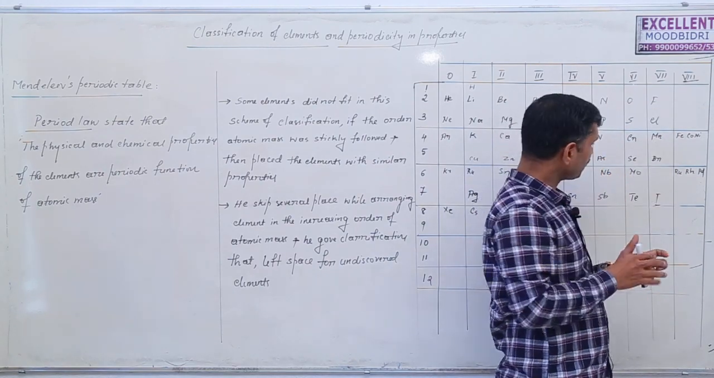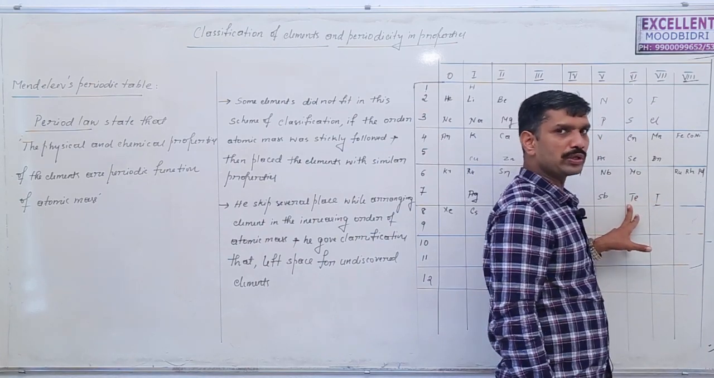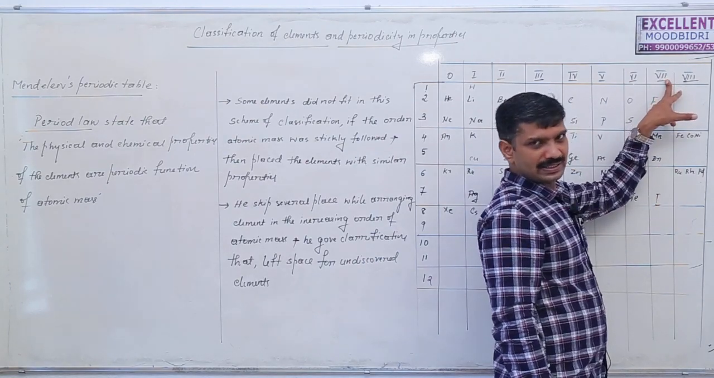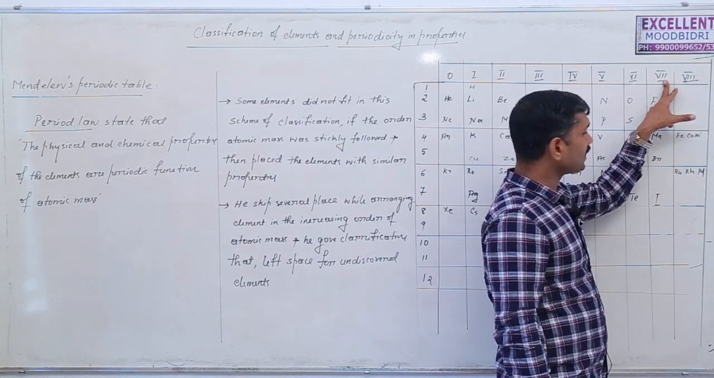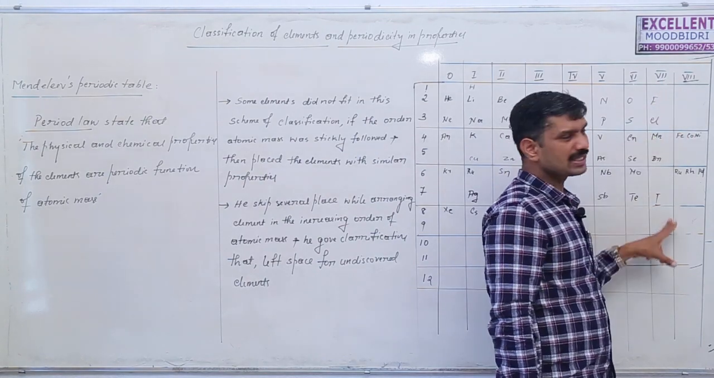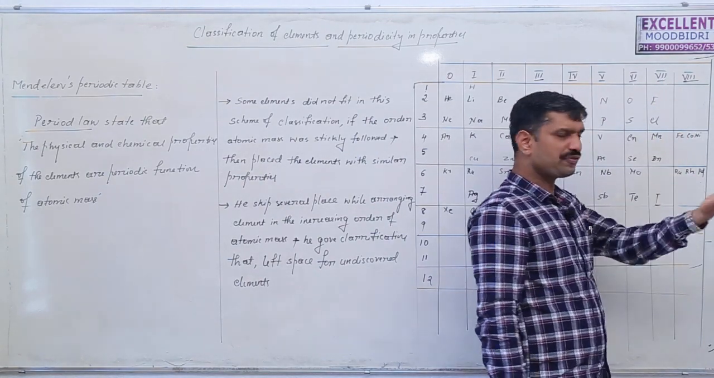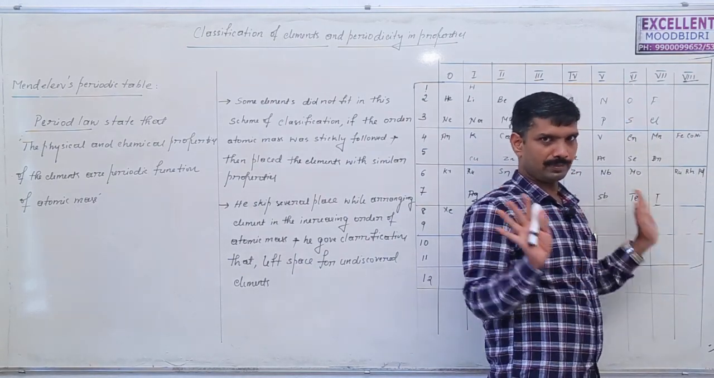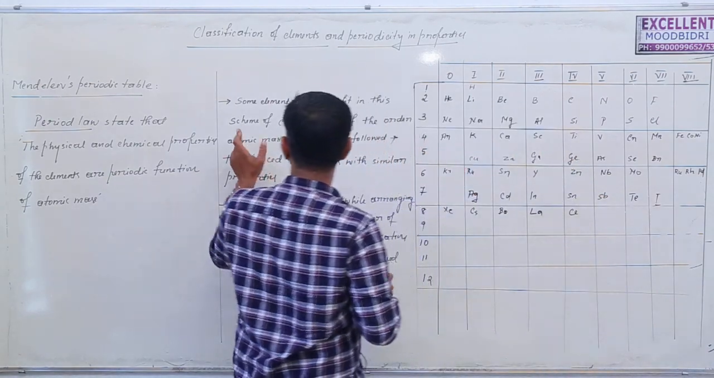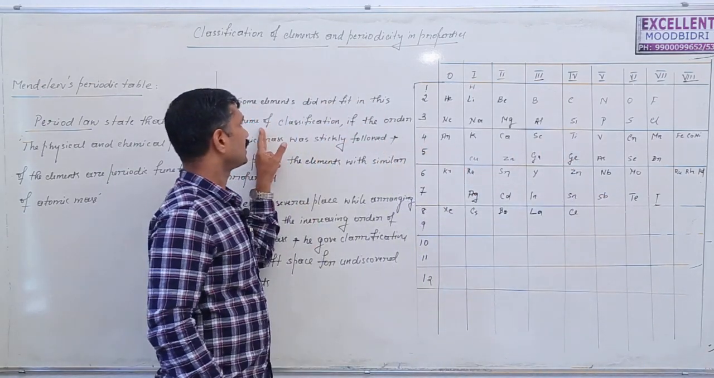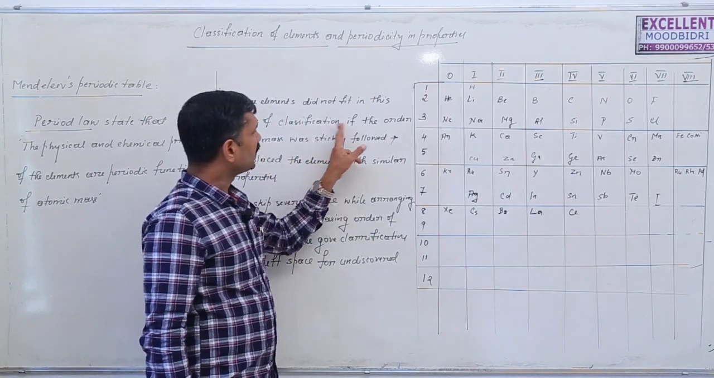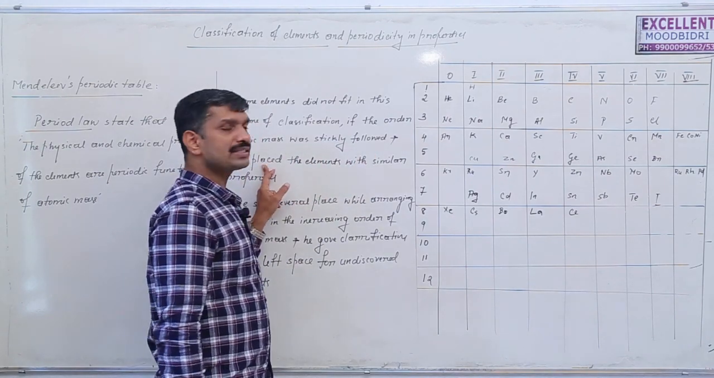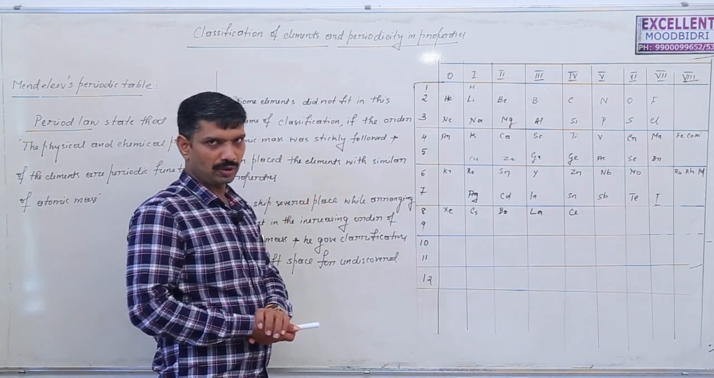But the atomic mass of iodine is lower than that of tellurium, yet iodine is placed in the seventh group. The reason is that chlorine and iodine exhibit a similar property, whereas tellurium exhibits a different property. That's why it is placed in the sixth group in the Mendeleev periodic law. Okay, so that's why I write here: some elements did not fit into this scheme of classification if the order of atomic mass was strictly followed, so he placed the elements which exhibit similar properties together.